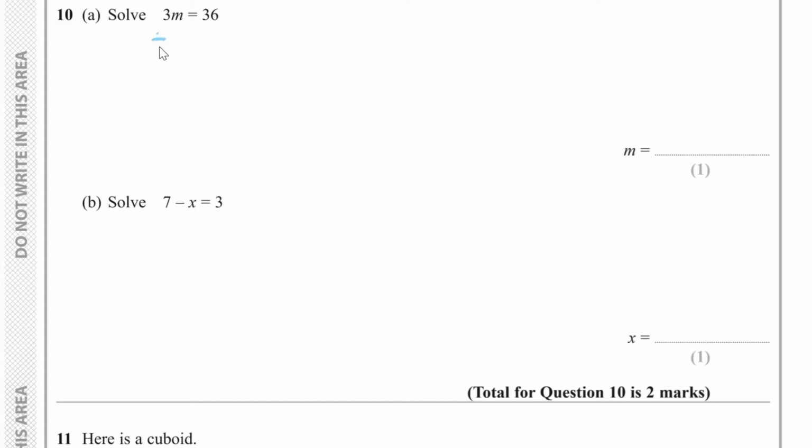So first thing, divide both sides by 3. And if we do that, m is equal to 36 divided by 3, which is 12. And then we have to solve 7 minus x equals 3. Well, if I add x to both sides, we have 7 equals x plus 3. And now if I subtract 3 from both sides to get x by itself, you'd find here 7 take away 3, that's 4. So x is equal to 4.